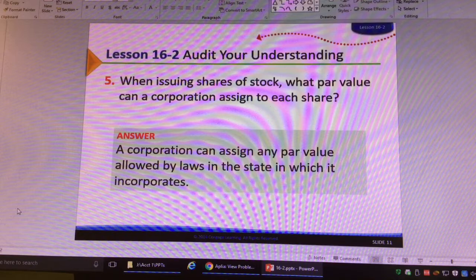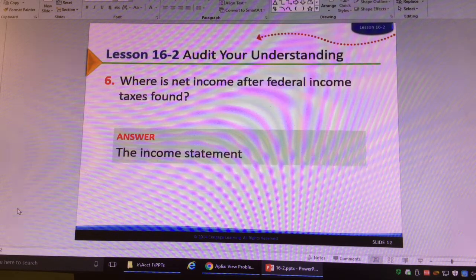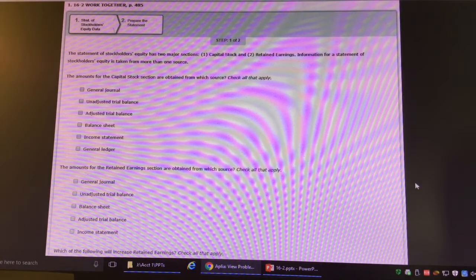When issuing shares of stock, what par value can a corporation assign? That depends on the laws of the state in which it is incorporated. Where is the net income after federal income taxes found? That's on the income statement. Let's go ahead and go into our application.